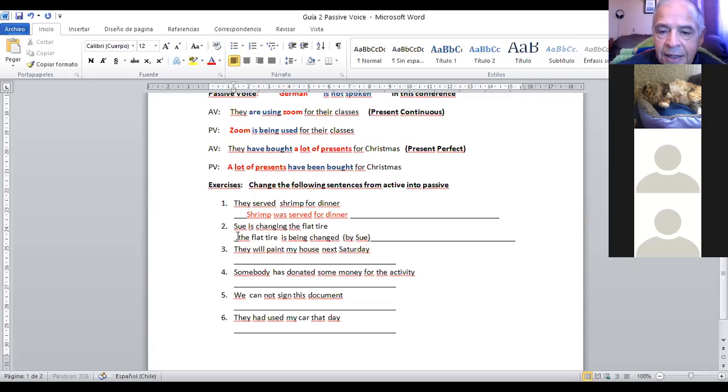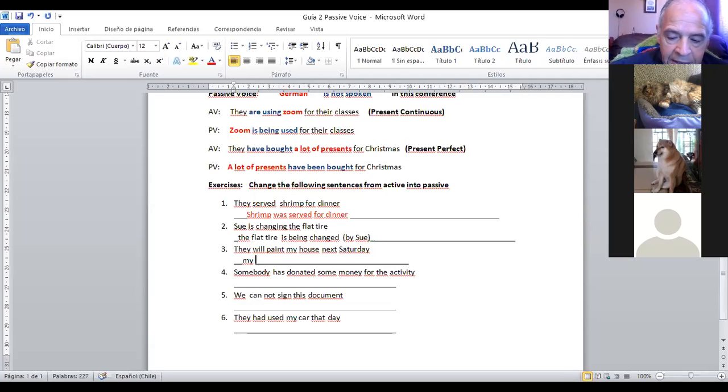Sometimes it is necessary to write the person who is doing the action. The flat tire is being changed by Sue. Okay, see that in that way you change. In this one it is easy because it's will paint, future. So they will paint my house next Saturday. What will they paint? My house. My house, that is a direct object. And then will paint is future.